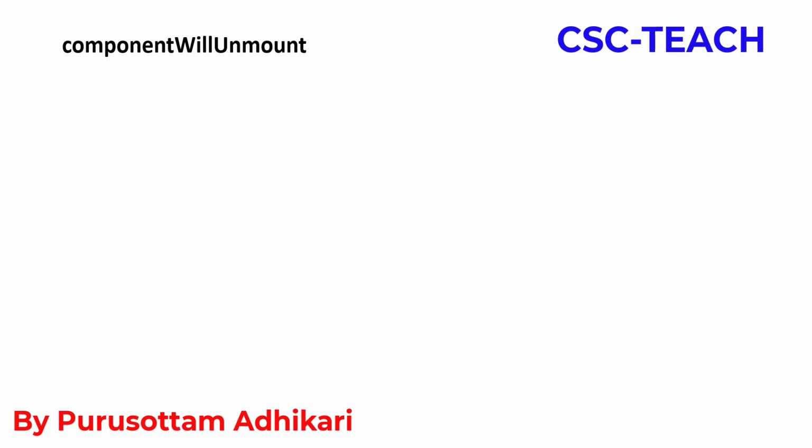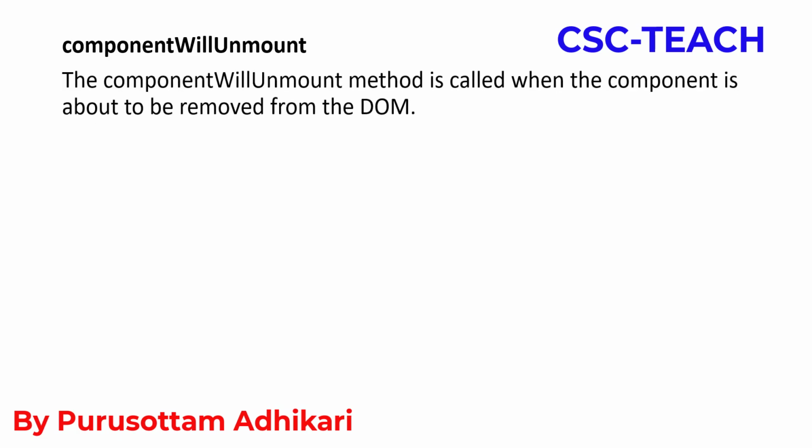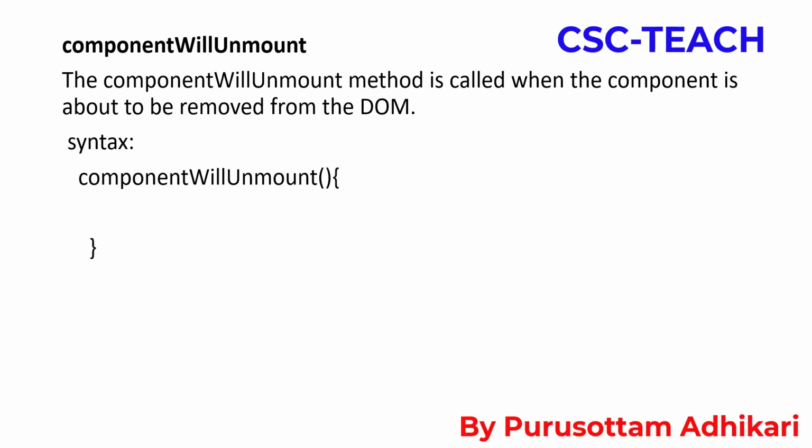Let's learn about the componentWillUnmount method. The componentWillUnmount method is called when the component is about to be removed from the DOM. The syntax is componentWillUnmount, followed by parentheses and curly braces, and we write the code inside them.